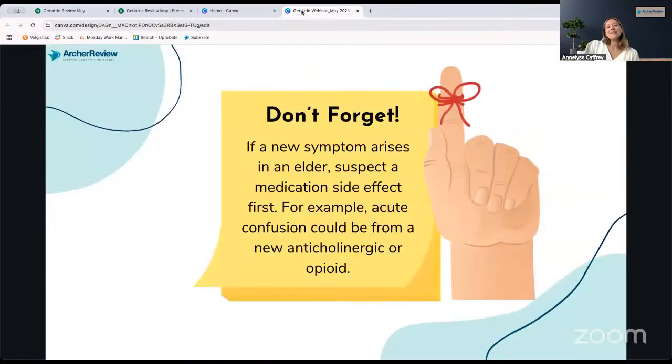Okay. And the last thing I'm going to say here on polypharmacy is that anytime a new symptom arises, this is both for clinics and for board prep, if a client has a new symptom, especially if they're an older adult, you should always, always, always first suspect it to be a medication side effect. And then you can say, okay, actually, maybe this acute confusion is a different issue. But first, you always ask, could this be caused by a medication? That's the first thing you think of.